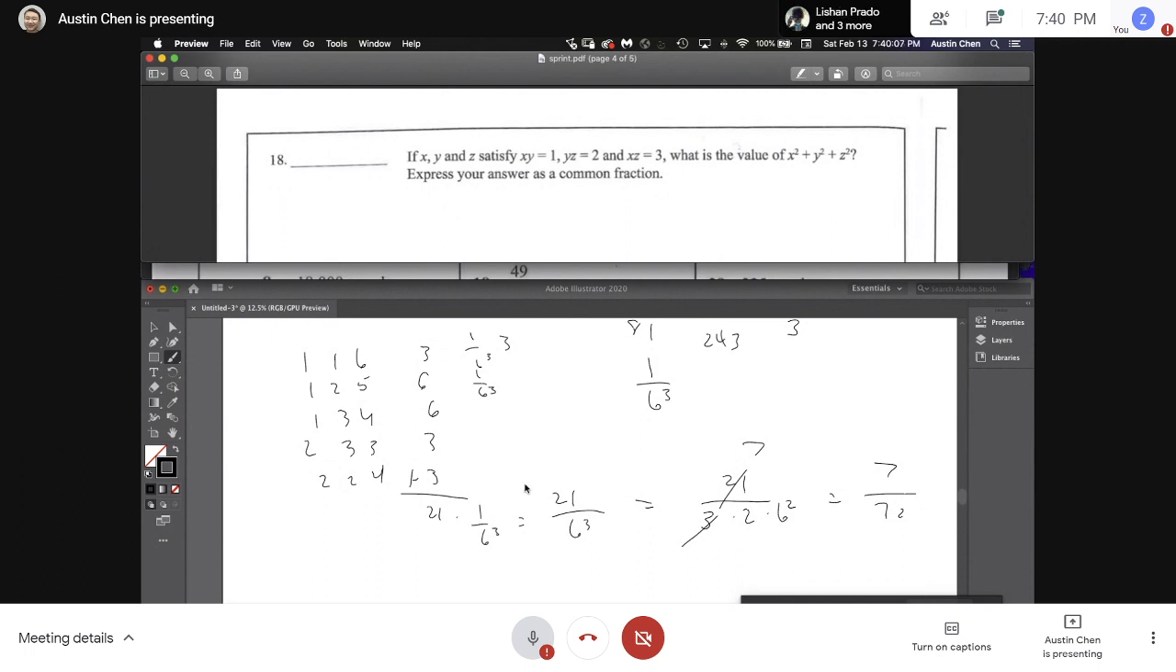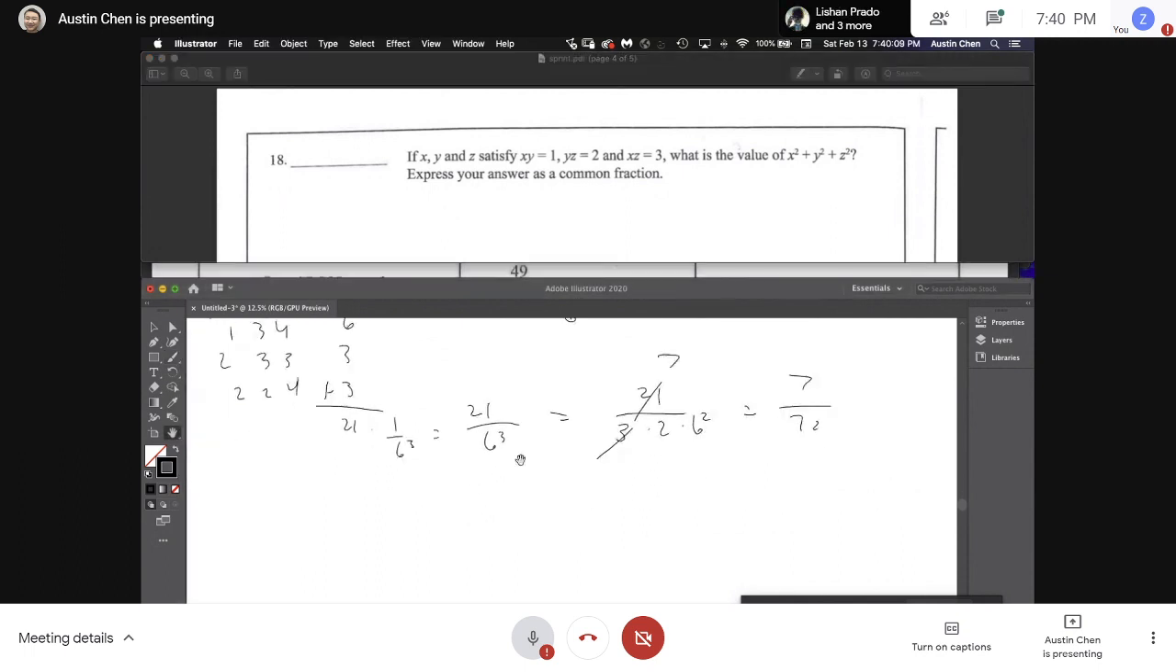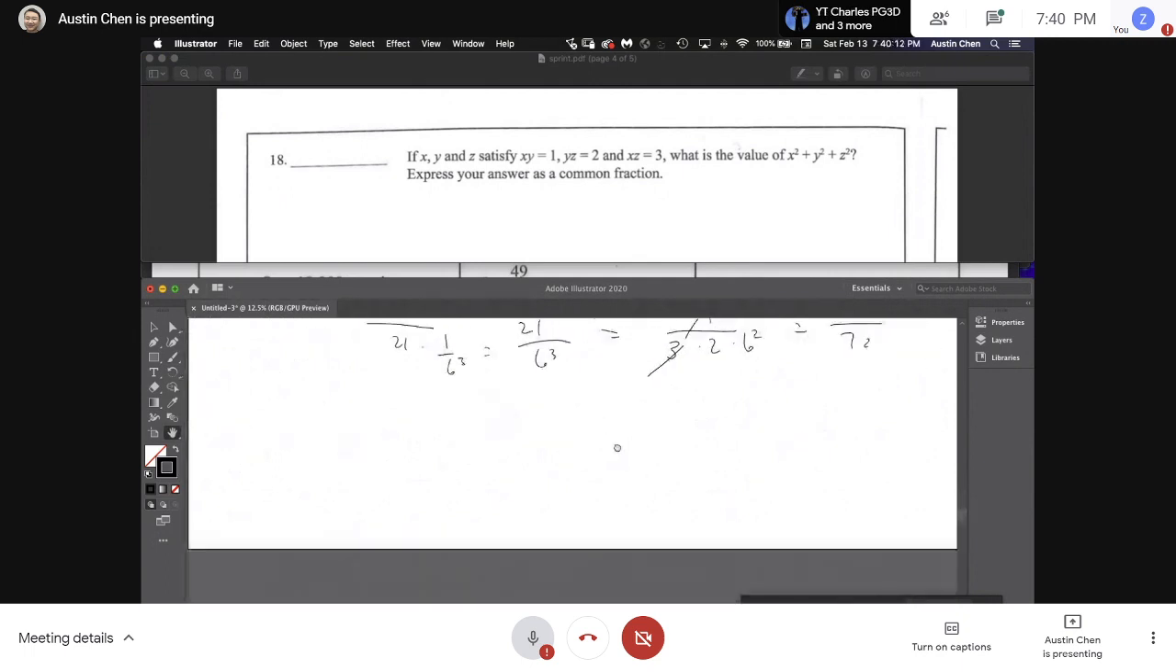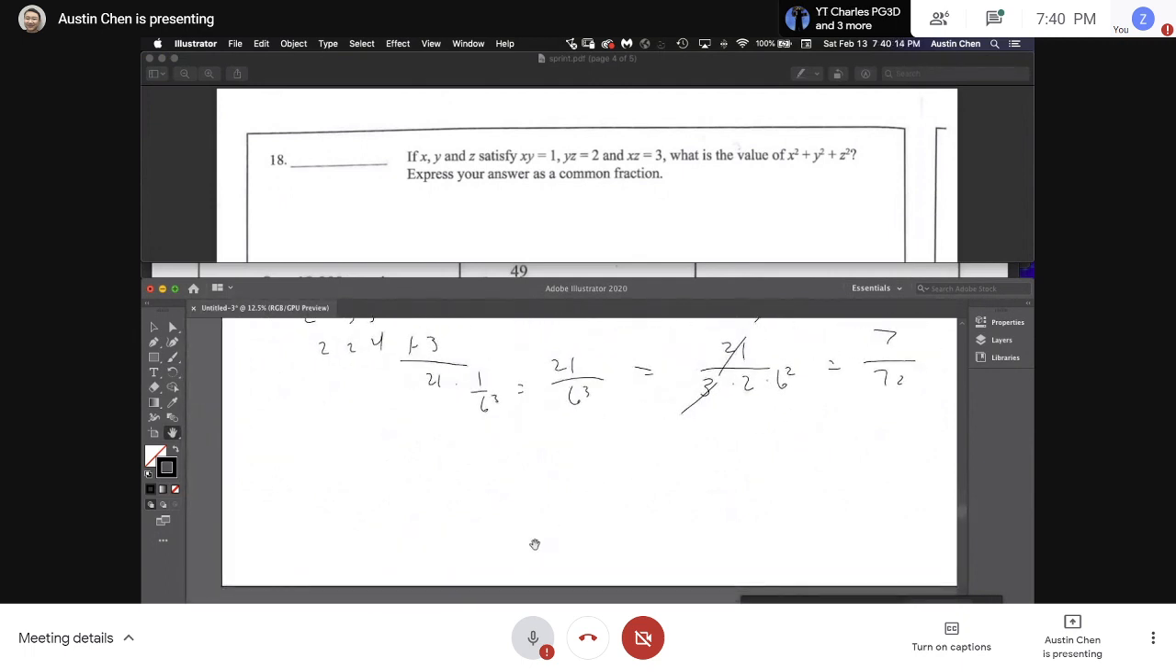Okay, let's continue with our problems. We're on number 18. If x, y, and z satisfy xy equals 1, yz equals 2, and xz equals 3, what is the value of x squared plus y squared plus z squared? Express your answer as a common fraction.